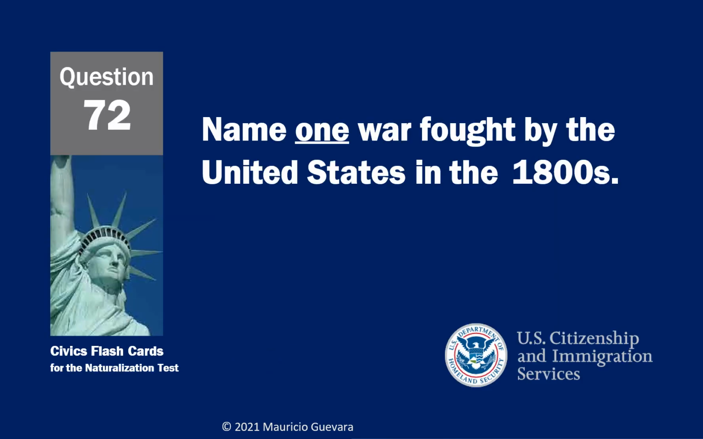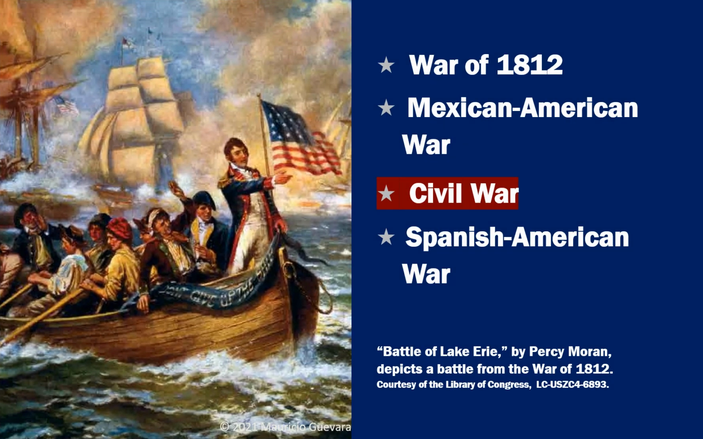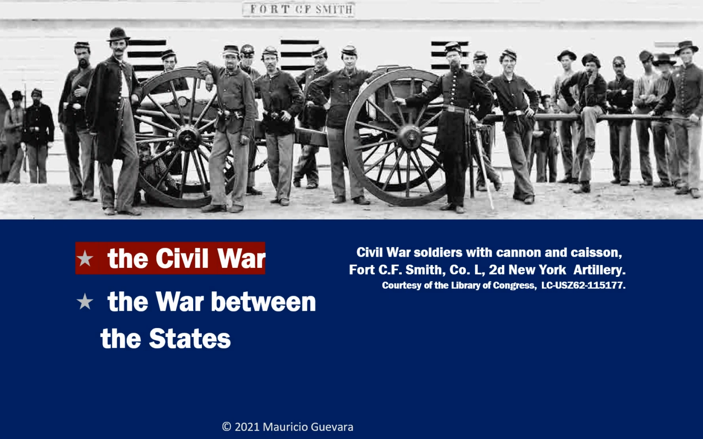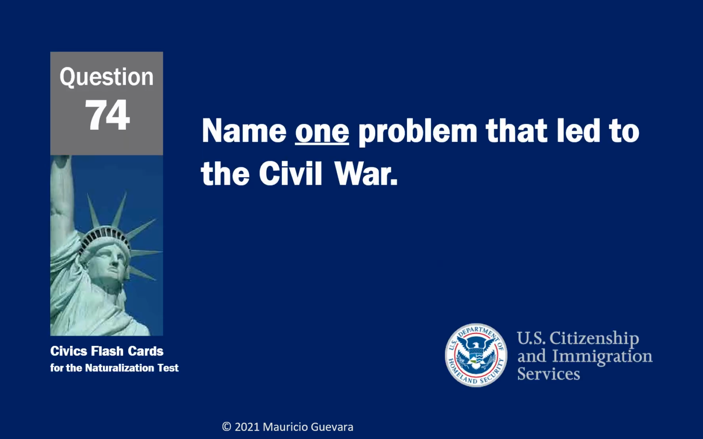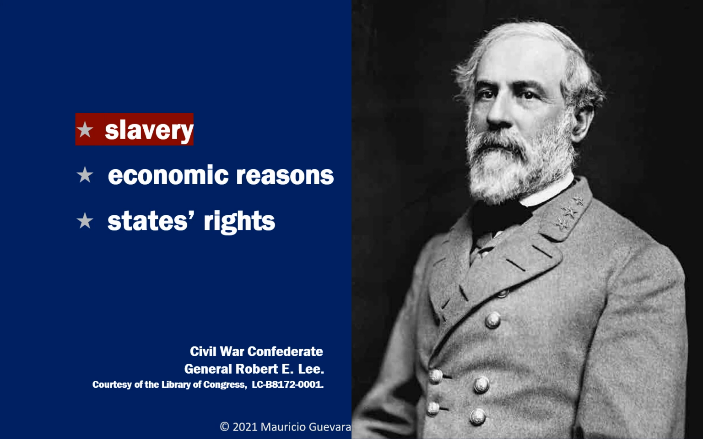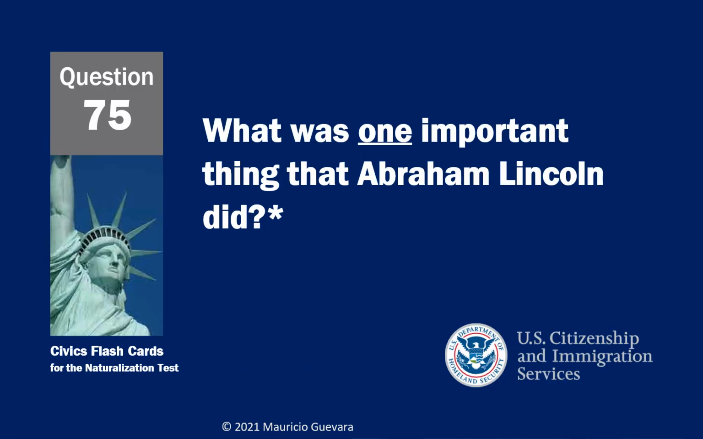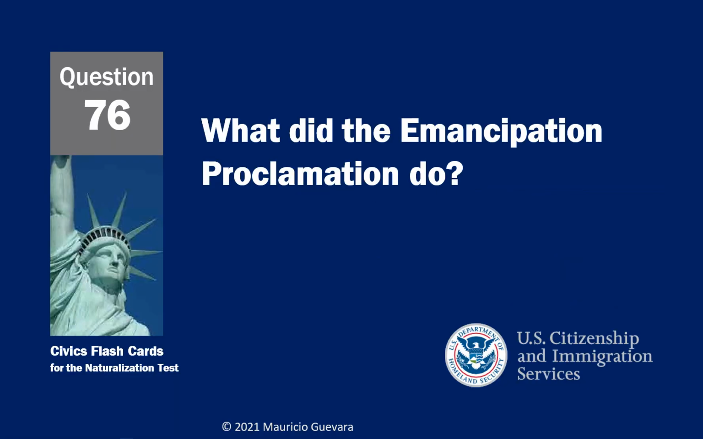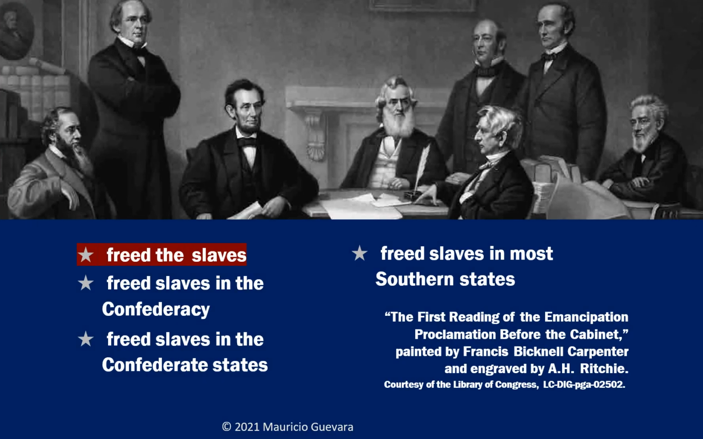Name one war fought by the United States in the 1800s. Civil War. Name the U.S. war between the North and the South. The Civil War. Name one problem that led to the Civil War. Slavery. What was one important thing that Abraham Lincoln did? Freed the slaves. Emancipation Proclamation. What did the Emancipation Proclamation do? Freed the slaves.